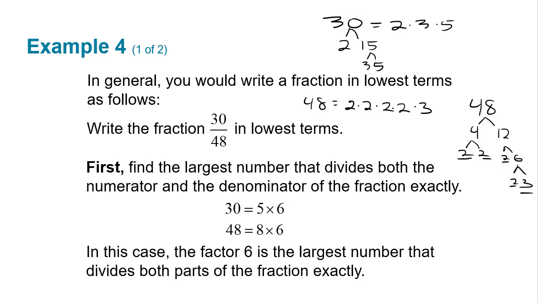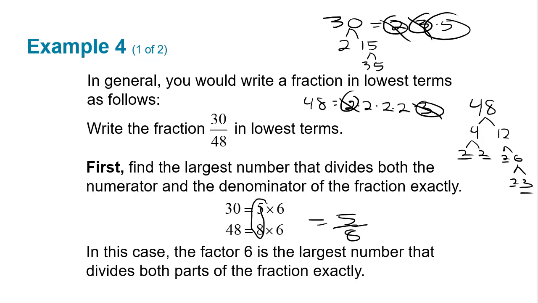Okay, what do they have in common? Well, there's a 2 here, a 3 here. We can get rid of both of those, right? Those will both cancel out. And what's left over? We have a 5 on top, and we have a 2 times 2 times 2, which is 8. And the answer is going to be 5/8. So that's one way of tackling it if these are more complex numbers and you can't just look at them and figure it out. But again, technology will do this for you.